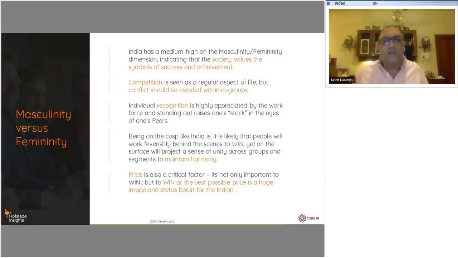Not only because we're cheap and we want a good deal. It might be that too, but it's not only that. It's important to win, but it's important to win at the best possible price, or the best possible terms, or the best possible deal, because it's a huge boost to the image and the status. And for an Indian, it's a real high to be able to get a damn good deal. And that comes from being masculine.